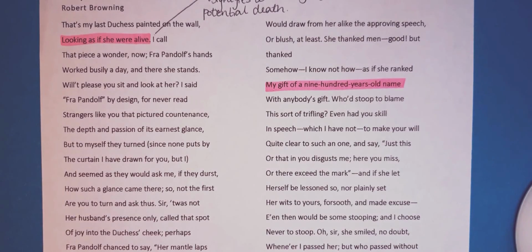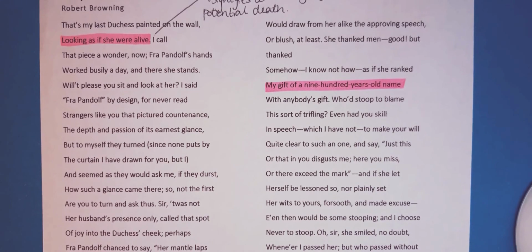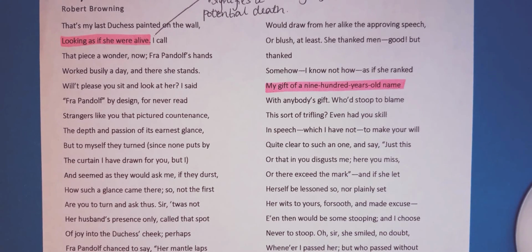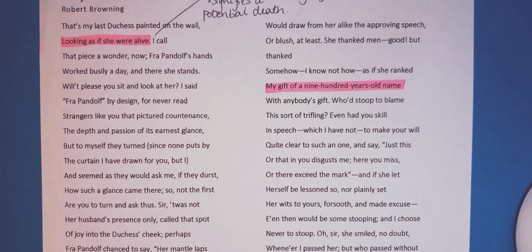So here is our next quote, and it says, "My gift of a 900 years old name." Now this is a motif of social status, and it's a metaphor for lineage, and that he gave her a gift of significance which she took for granted and she degraded it. And due to his high status, the only punishment was death for her.